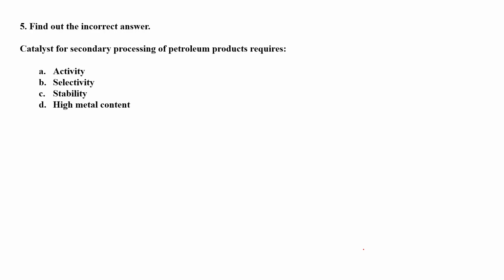Coming on to the fifth question, which is to find out the incorrect answer. Catalyst for secondary processing of petroleum product required. Catalysts for secondary processing require good activity, good selectivity, and good stability, but do not require high metal content, which is definitely not required. It will deactivate the catalyst. So metal content is not required. This is the wrong answer.